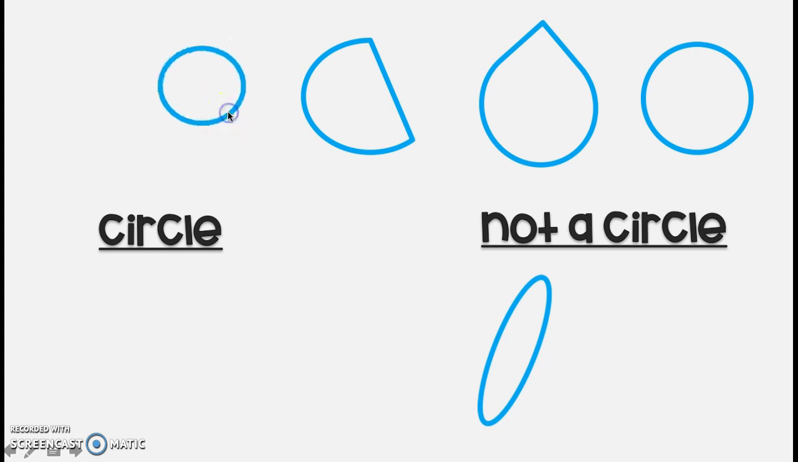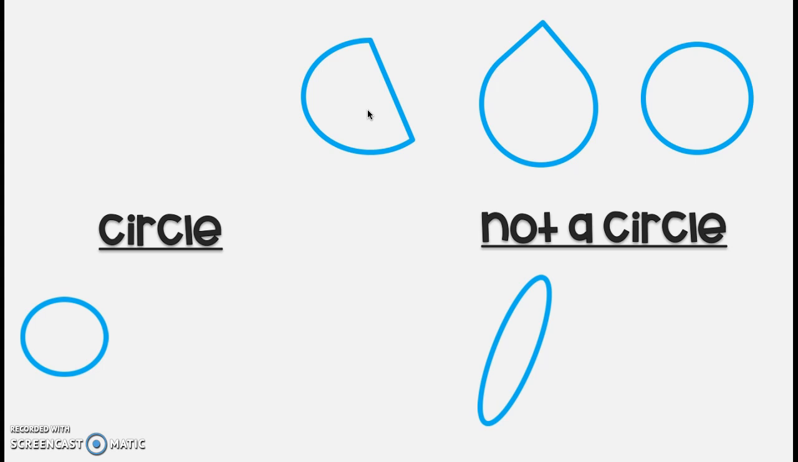Yeah, it is a circle. You're right, friends. How did you know? Perfect. Yep, curvy line, nice and round, no corners. Ooh, what about this one, friends? Okay, did you decide? If you haven't, you can press pause and think about it for a minute, and then press play to check to see if you got it right.